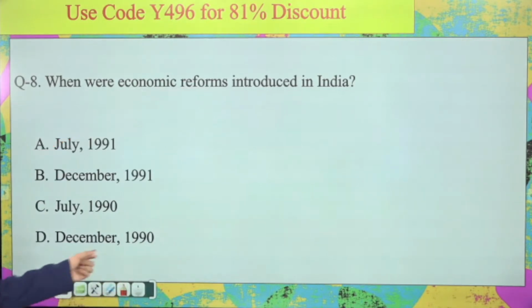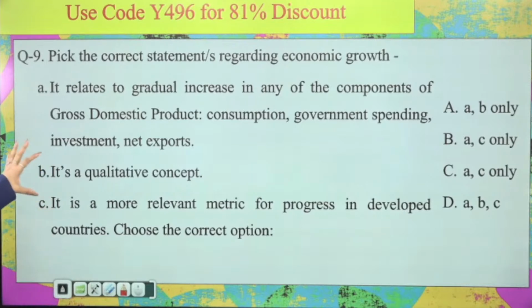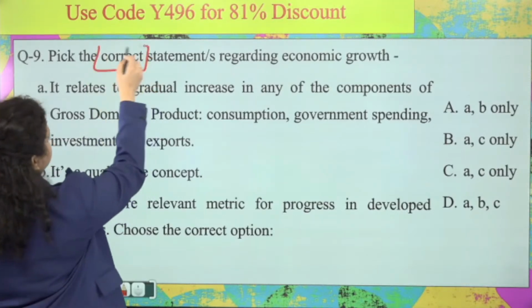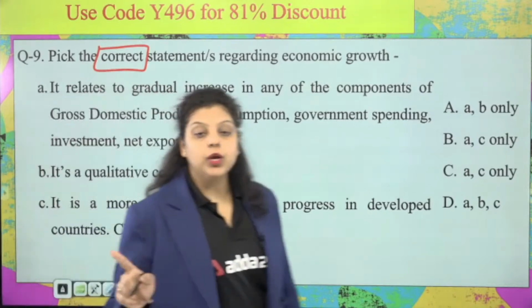Okay, next. Pick the correct statement regarding economic growth. First, it relates to a gradual increase in any of the components of gross domestic product: consumption, government spending, investment, net export. Second, it's a qualitative concept. Third, it's a more relevant metric for progress in developed countries. Out of these three options, which of the following do you think is correct? A, B, C or D? So you have to give the correct statement about economic growth.